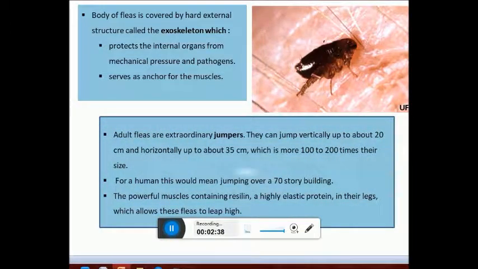The adult fleas are extraordinary jumpers because they can jump 100 to 200 times their size. So for a human being, it is like jumping over a 70-story building. And their legs have powerful muscle that contains resilin, a highly elastic protein that allows the flea to leap high.